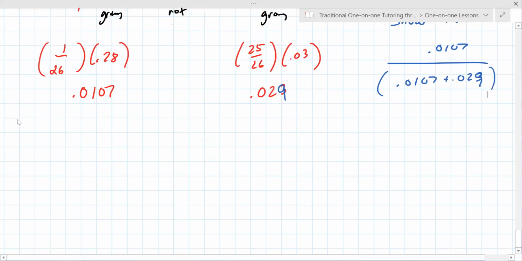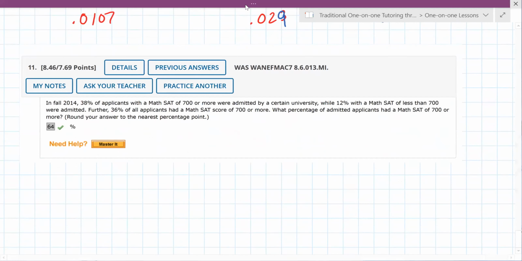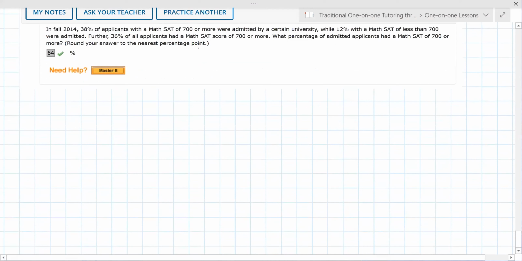So let's move on to another question that's really similar. And the hardest thing is drawing this diagram, this tree, these forks. Okay, let's see if we can do it here. In fall 2014, 38% of applicants with a math SAT of 700 or more were admitted to a university, while 12% of math SAT of less than 700 were admitted. Further, 36% of all applicants had a math SAT score of 700 or more. What percentage of admitted applicants had a math SAT of 700 or more?